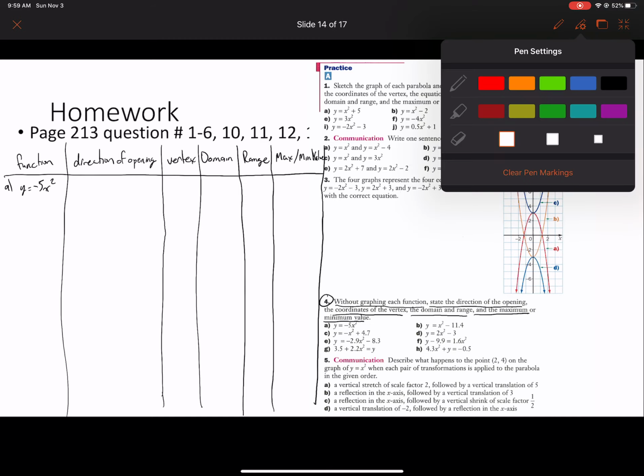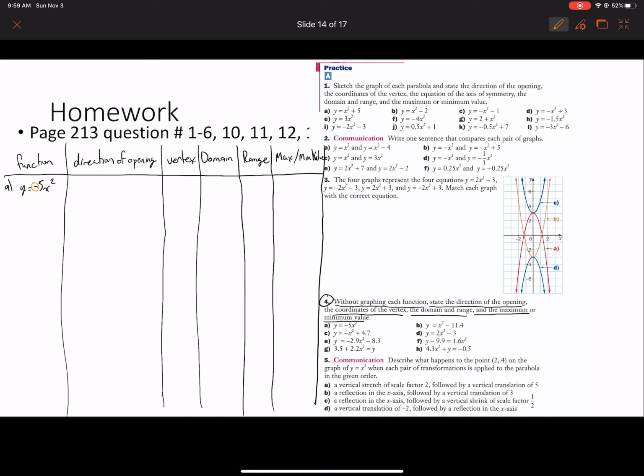And how are we going to do this? Let's see. Well, direction of opening is given by that sign. That means it opens downwards. The vertex hasn't been shifted up or down, so it's still 0, 0. The domain, all real numbers. The range, now remember, it starts at 0, 0. There's no value under here. So y greater than or equal to 0. Max or min, it's a min of 0.